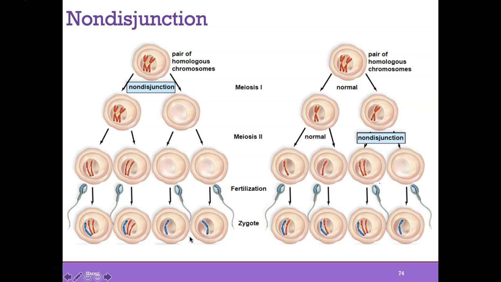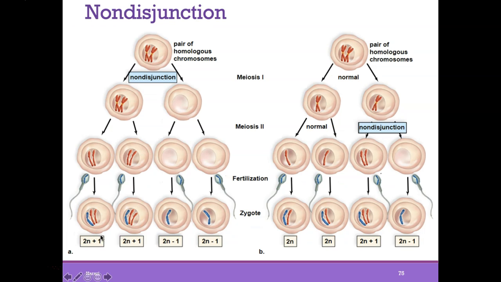So non-disjunction gives us either an extra copy of chromosomes or a missing copy of chromosomes, right? So we can say normally we want 2n, we want one copy of each. But it's possible through non-disjunction to get 2n plus 1, we got an extra copy of a chromosome, or 2n minus 1, we're missing a copy of a chromosome. So this is called non-disjunction. It's when the chromosomes fail to separate.